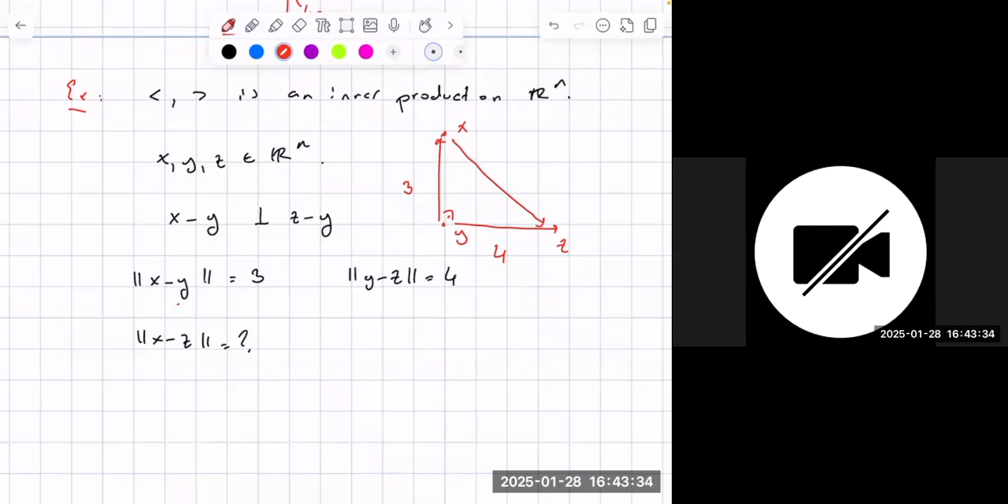Any guesses? Yeah, 5, right? So 3 squared plus 4 squared is 25, which is square root of 5. So yeah, the Pythagorean theorem works even in whatever dimensions you have, as soon as you have a right angle. So this guy will have length 5, okay?